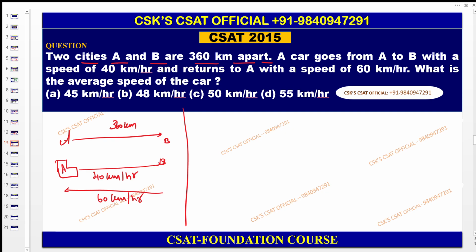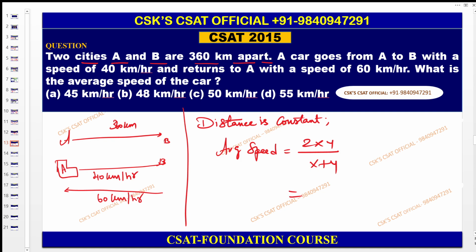Here, which is constant? Distance is constant. When distance is constant, how to find the average speed? Yes, sir. 2xy upon x plus y. Very good. So therefore 2 into 40 into 60 divided by 100. You can cancel 2 zeros. 24 into 2 becomes 48. So the answer is 48 km per hour. Done now? Shall we move on to the next one?